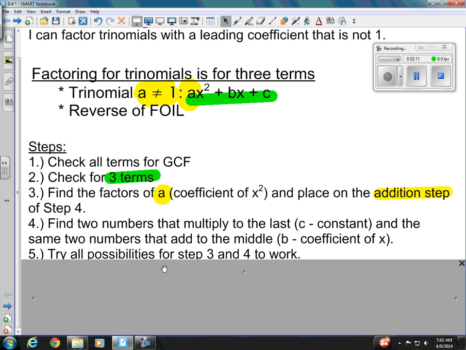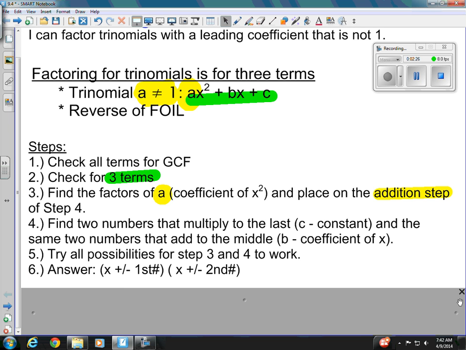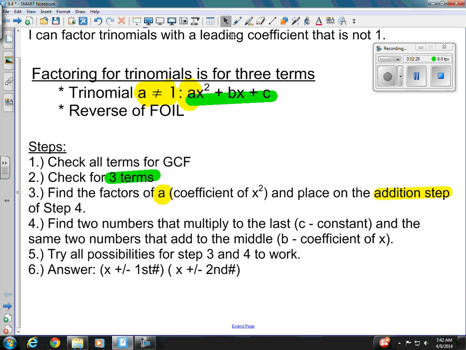Now step 5, try all possibilities for step 3 and 4 to work. We're going to have more possibilities where we have that coefficient of a we now have to work in. So try all possibilities. Step 6 is our answer. And our answer for this one will have probably a coefficient of a in the front, one of the factors of a. Then plus or minus the first number we find, and then another factor of a in your x, and then could be a plus or a minus the second number we find.